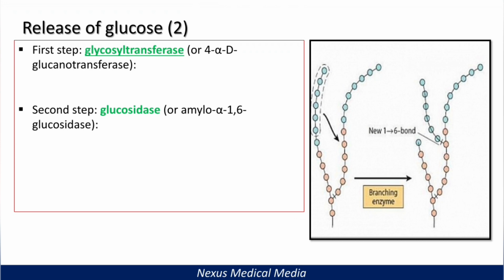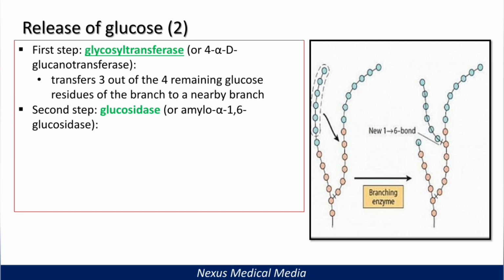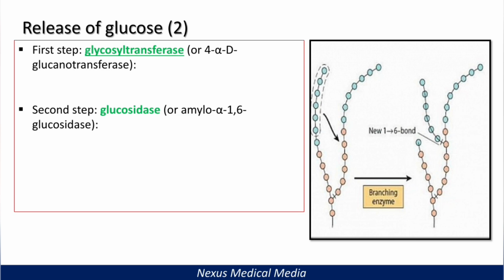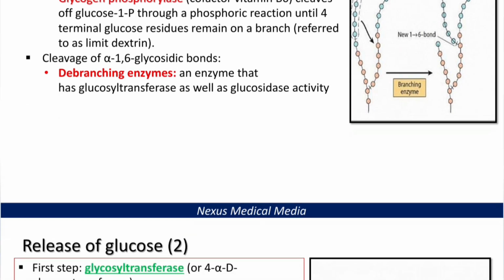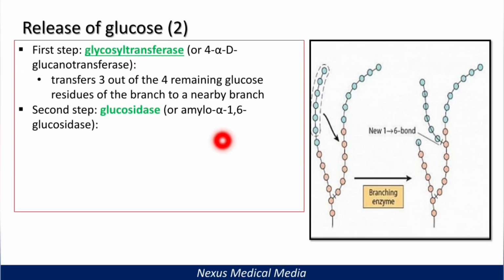So the first step is glucosyltransferase, right, or 4-alpha-D-glucanotransferase, right? So this will transfer 3 out of 4 remaining glucose residues of the branch to a nearby chain, right? So basically, you remember when I was saying that if you look here, we will be removing these glucose 1-phosphates until we have 4 at the end. So what happens to the remaining 4 here? That's where these 3 will be transferred. So the remaining 3 will be put on the long chain.